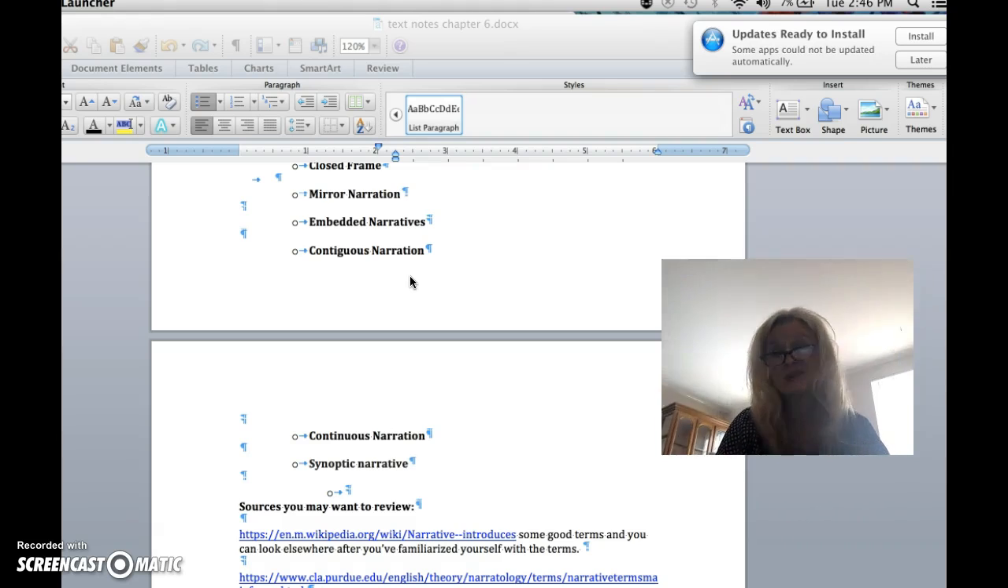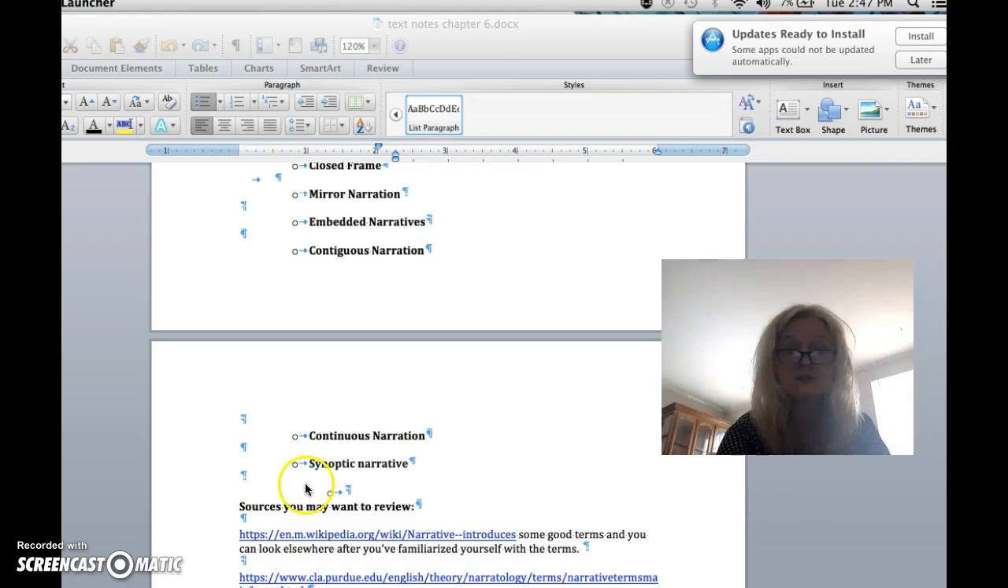Some people argue that the Hawthorne text does this as well, that The Scarlet Letter does this, that a series of chapters focus on each character.